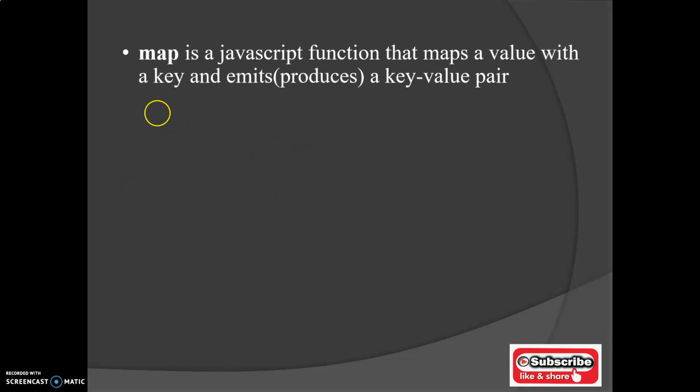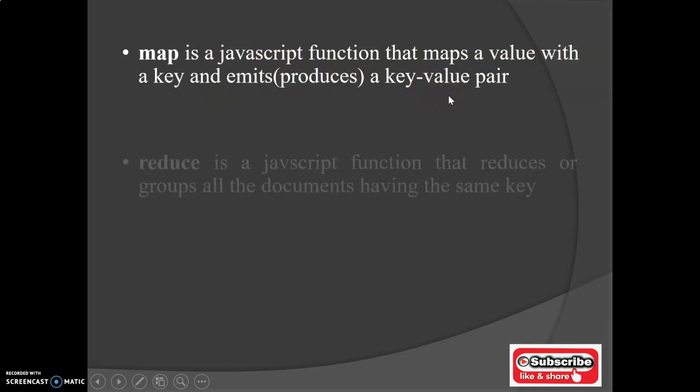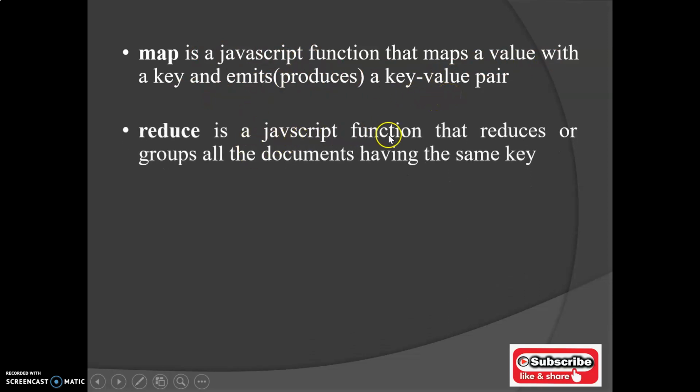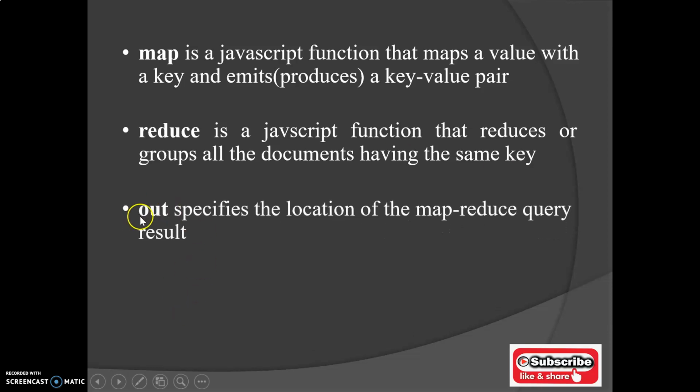So the same explanation here I have written. Map is a JavaScript function that maps a value with key and emits or produces a key value pairs. Reduce is a JavaScript function that reduces or groups all the documents having same key. If in a document we have 10 documents with the same key, then only one group will be generated. That is nothing but reduce function. And the last one is out, which is used to specify the location of the map reduce query result.